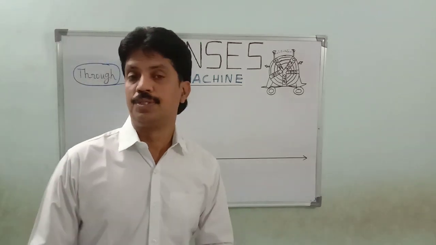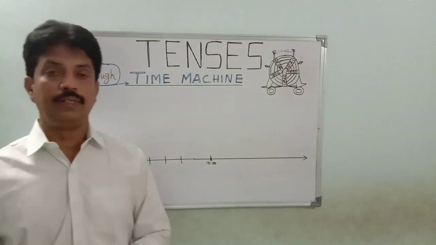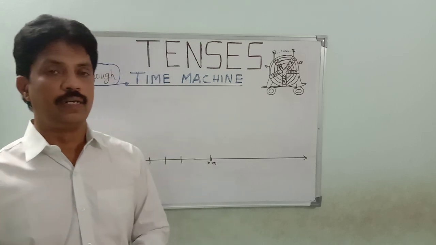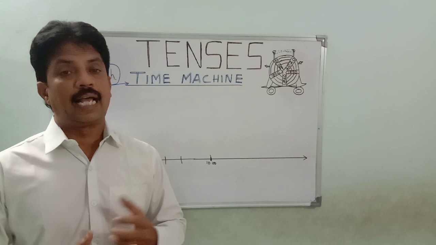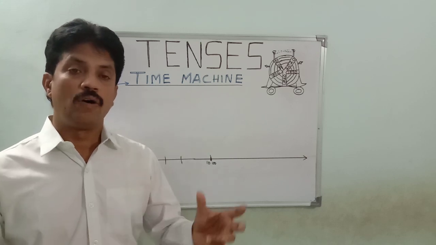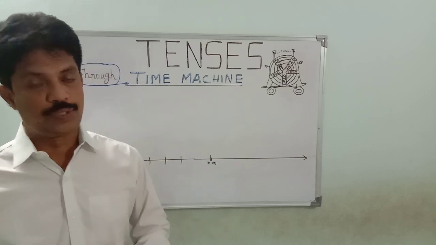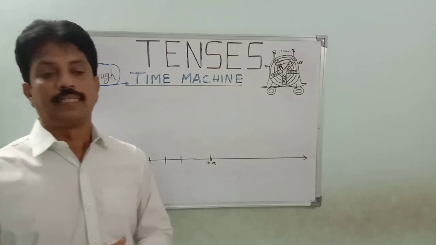The words which are used in present tense: usually, always, regularly, every day, every week, like this. Scarcely, never, ever, often, frequently. These words are used in present tense.